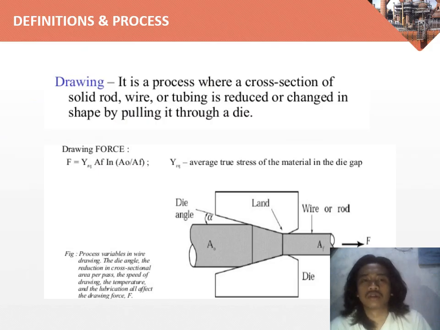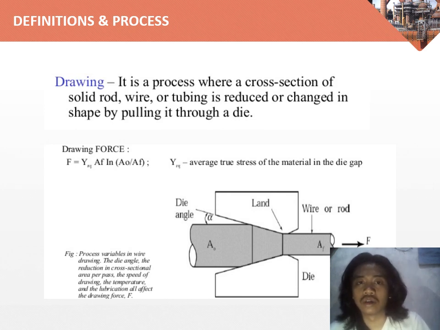Drawing is the process where the cross-section of a solid rod, wire, or tube is reduced or changed in shape by pulling it through a die. Drawing is a metal working process which uses tensile forces to stretch metal, glass, or even plastic. As the metal is drawn or pulled, it stretches thinner into a desired shape and thickness.